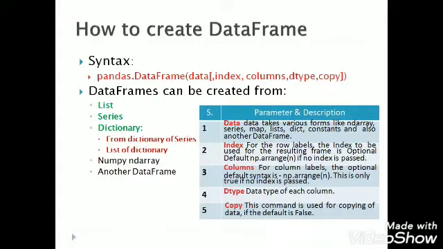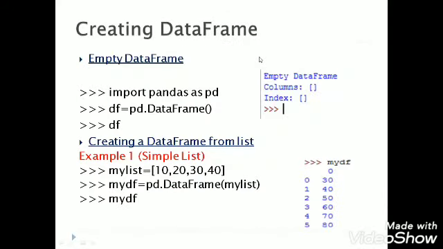And then you have one more attribute, that is copy. So here you have seen you can create a data frame using list, using series, using dictionary, and you can use dictionary of series also, list of dictionary, or dictionary of list also, and you can use ndarray also, and even you can use another data frame also. So this is the way we create data frame.